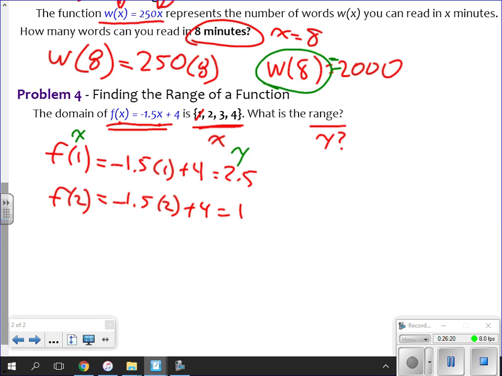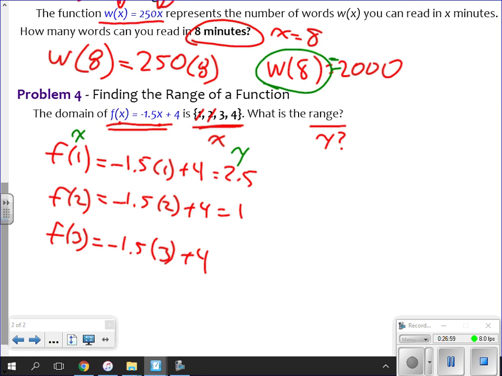I did 1, I did 2. I have to do 3. f of 3. Negative 1.5 times 3 plus 4. I took x, replaced it with 3. Whatever I put in here for x, I put in there for x. That's what's nice about function notation. I can stick anything I want in there. Whatever I put here, I put there. And it doesn't have to be a number. I can stick any freaking thing I want in there. It doesn't matter. Okay, it can get quite complicated as we go through.